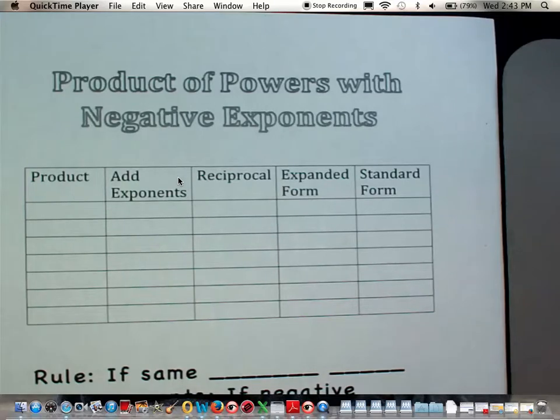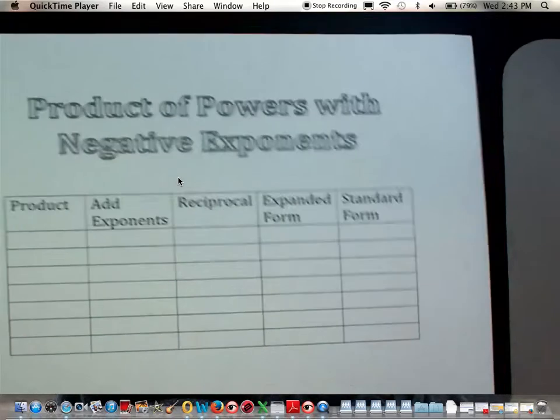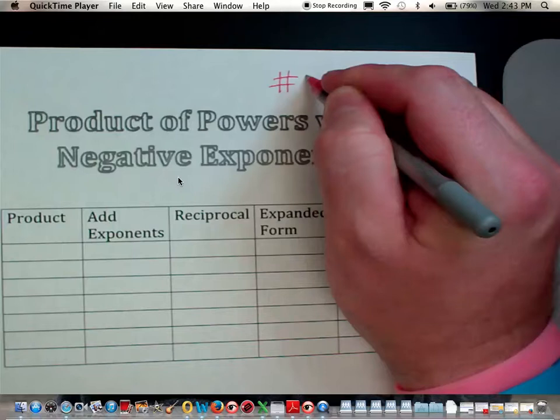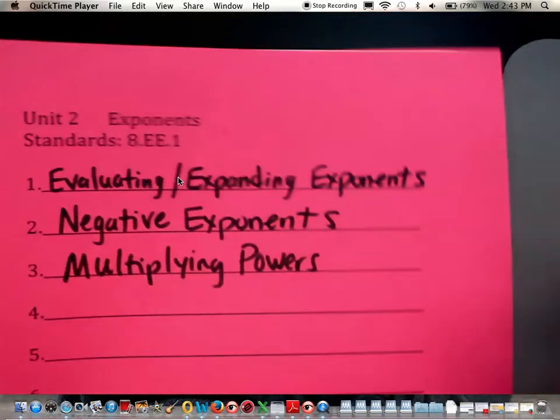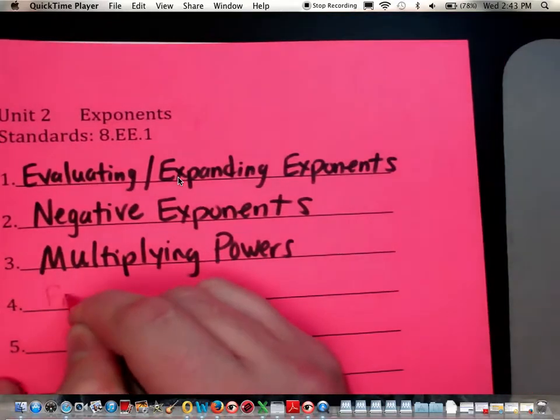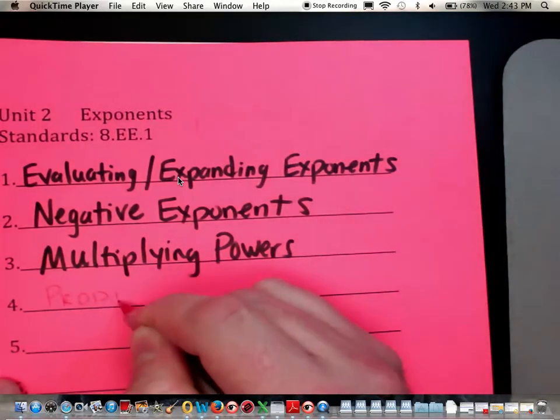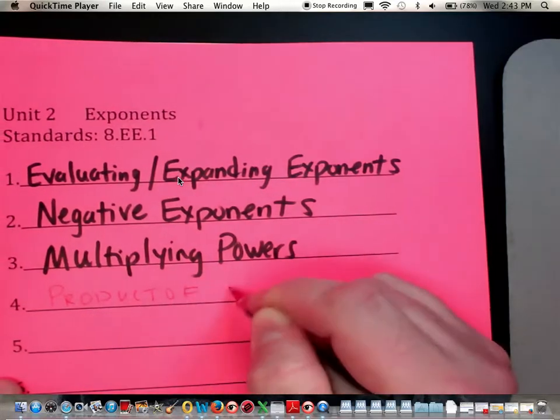Alright, so this is going to be our notes number 4. Okay, product of powers with negative exponents that you're going to have. On your notes number 4, product of powers with negative exponents. So you're going to put it right here. We'll just put it here, product of powers.